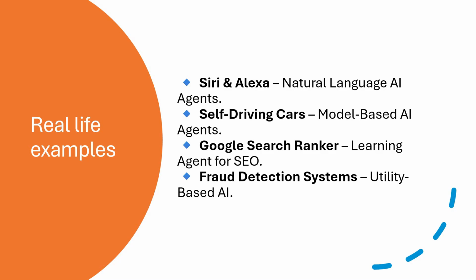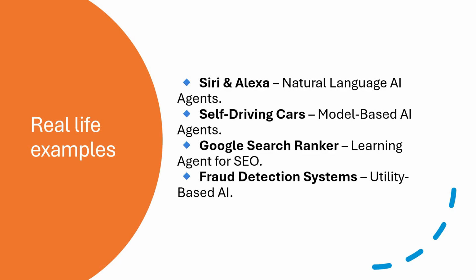Second is the self-driving car. They are model-based AI agents. They use sensors, cameras, lidar, all these things to understand the surroundings. They build an internal model of the environment to predict what could be the next move. They use AI algorithms to navigate the road safely.